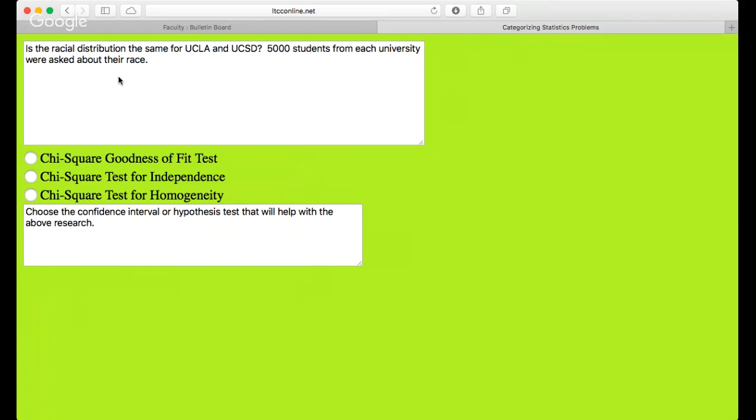Next one, is the racial distribution the same for UCLA and UCSD? Two populations, 5,000 students from each university were asked about their race. Well, in this case, we should have homogeneity. We've got two populations, one variable. Does the political affiliation of Congress reflect the known political affiliation of the American public? All right, so anytime you're struggling on these, pause this and find the answer out afterwards, or you could even do this online.